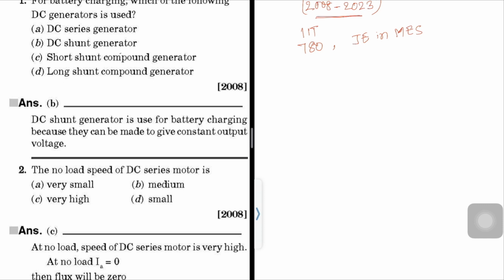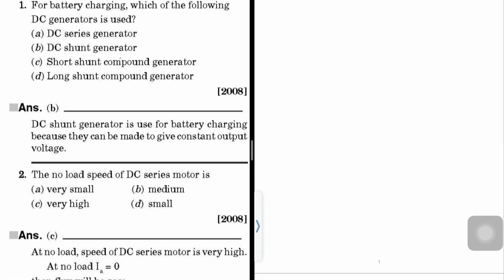Recharging, which of the following DC generators is used? If you see, for battery charging we need constant output voltage. So for the constant output voltage, we usually use a shunt generator.